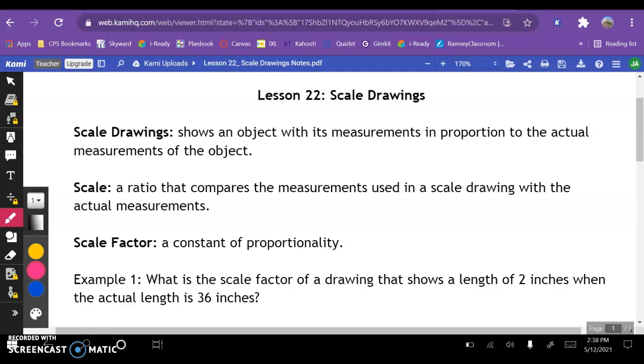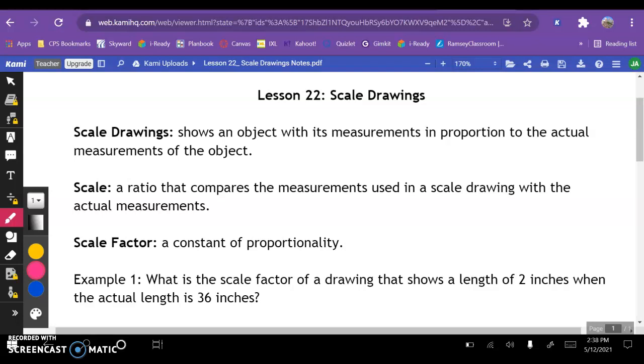So a scale drawing can either be smaller than the actual object or larger than the actual object, but it's in proportion. So it might be 3 times the size or 5 times the size, or it might be one half of the size, or it might be a quarter of the size, making it smaller. So it can be in either direction, but it is always in proportion.